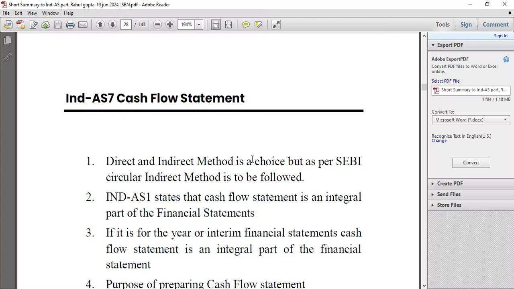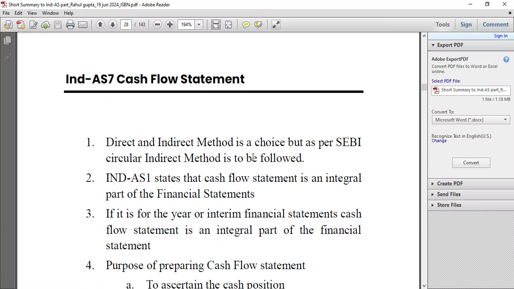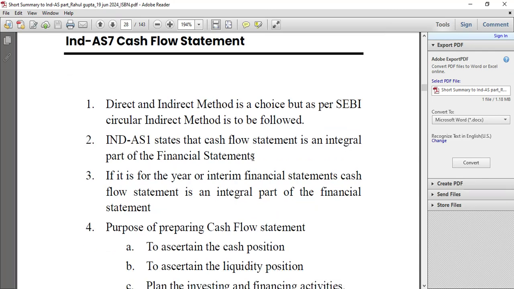Yes, Ind-AS 7, cash flow statement. Direct and indirect method is a choice, but as per SEBI circular, the indirect method is to be followed. Ind-AS 1 states that the cash flow statement is an integral part of the financial statements, whether it is for the year or interim financial statements.